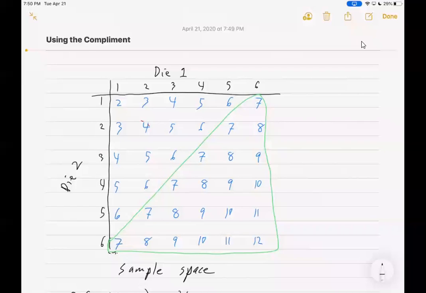Okay, this lesson is on using the complement. It's not that you can use a complement, although I'm sure you're a very good math student. This is called using the complement.